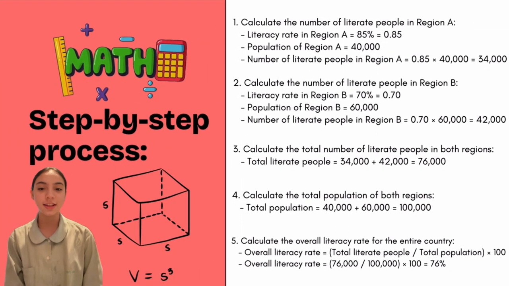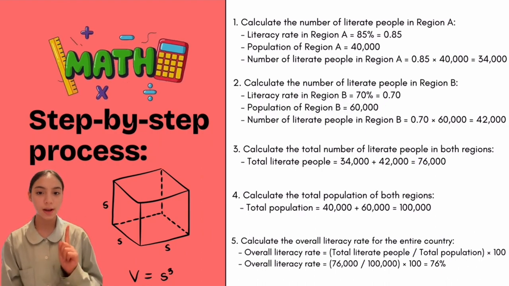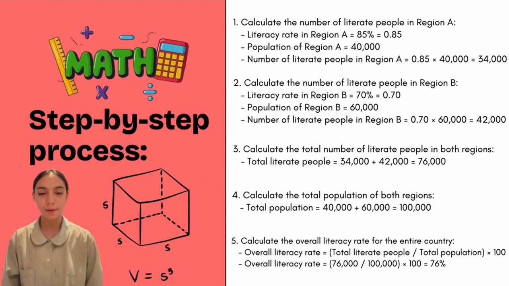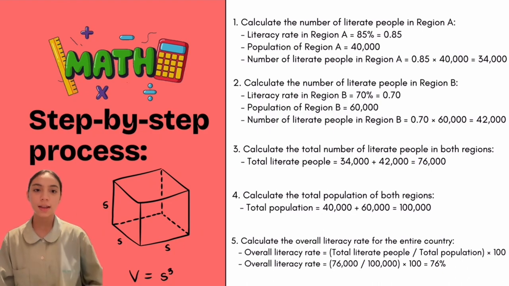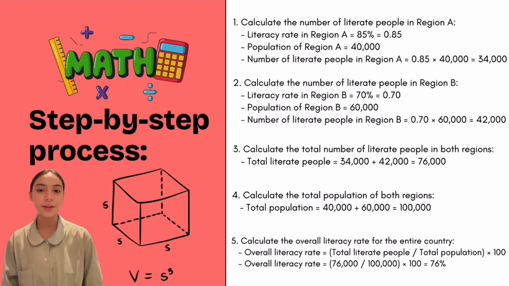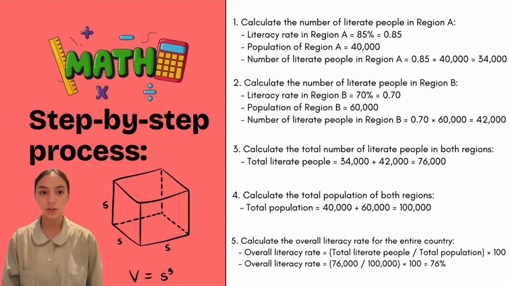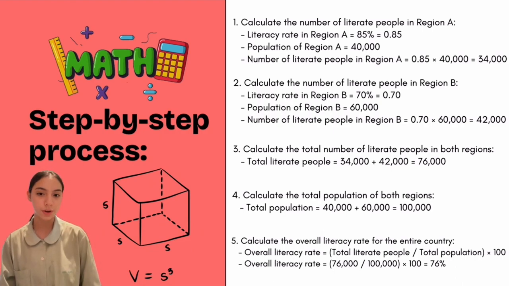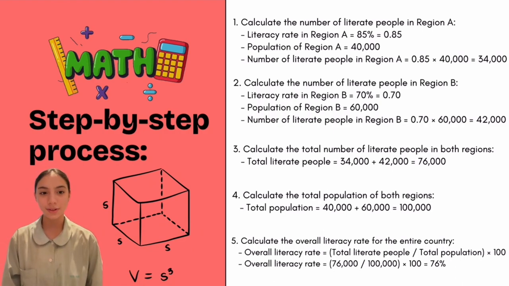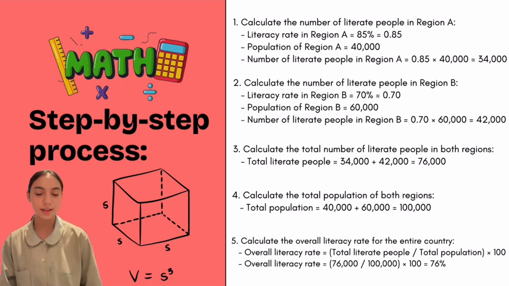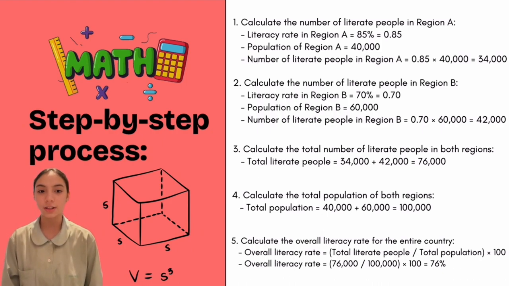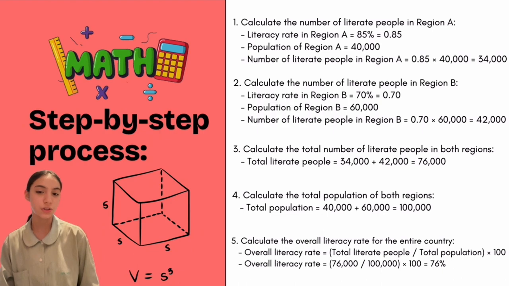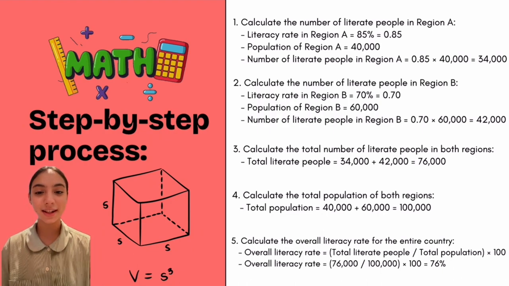So I'm going to tell you the step-by-step process. 1. Calculate the numbers of literate people in Region A. 2. Calculate the numbers of literate people in Region B. 3. Calculate the total numbers of literate people in both regions. 4. Calculate the total population of both regions. 5. Calculate the overall literacy rate for the entire country. Next, T is going to clearly explain to you how to do the problem.